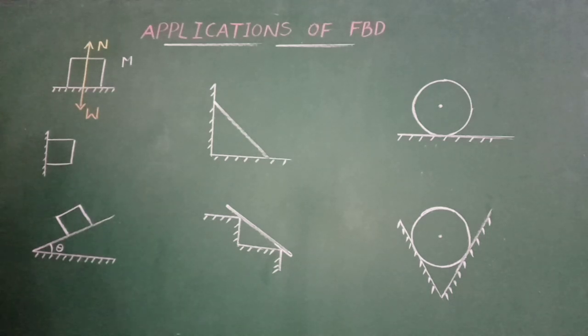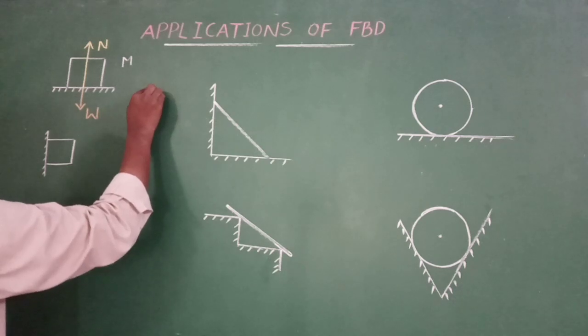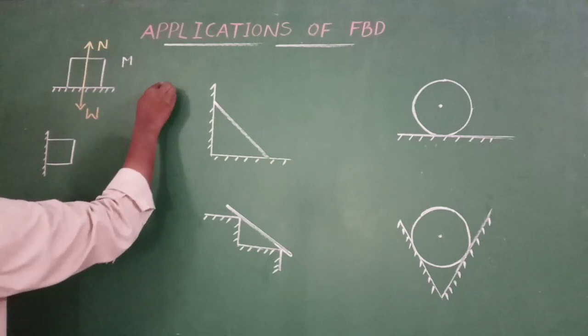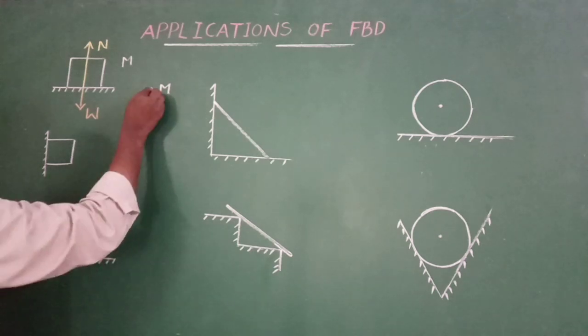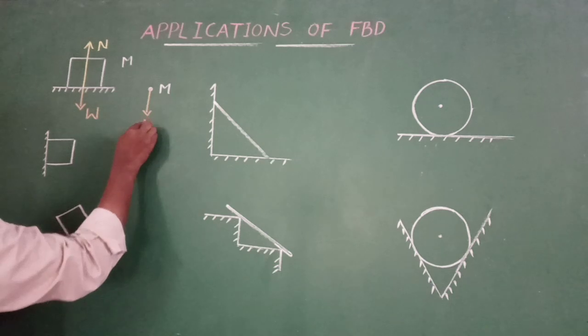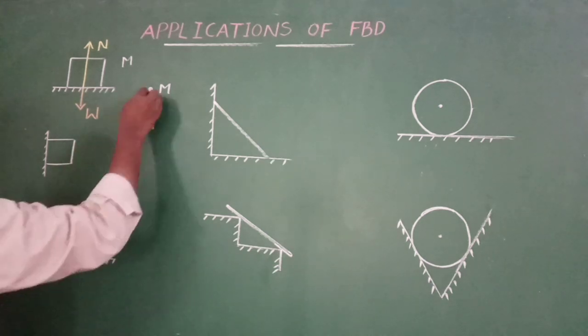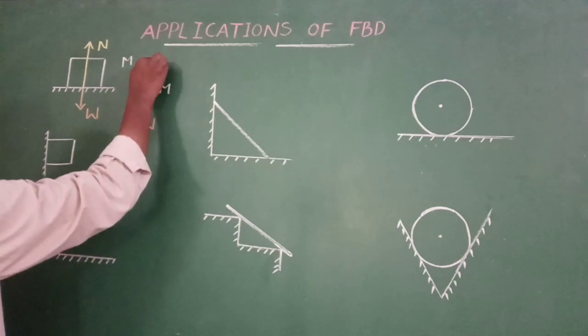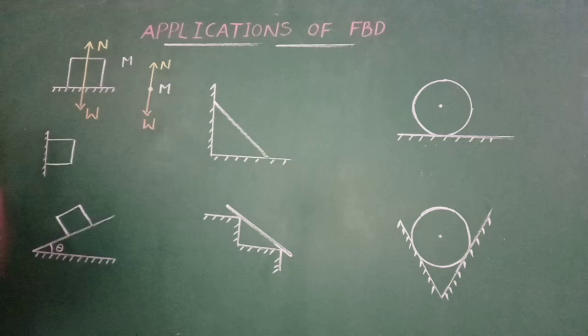If you take the free body diagram, you take this as the mass of the object here. Its weight W acts in the downward direction, and the normal reaction acts in the upward direction. This is the free body diagram in this case.